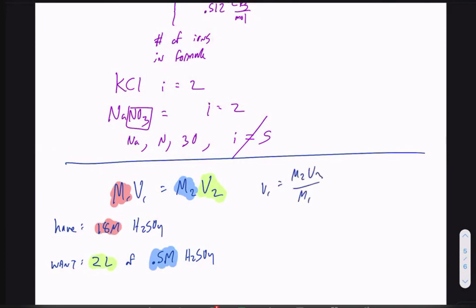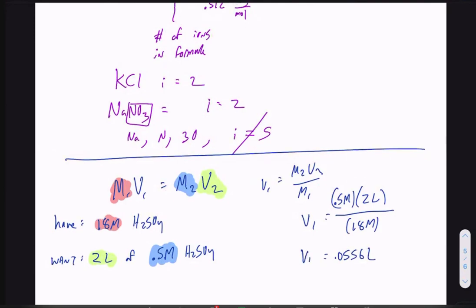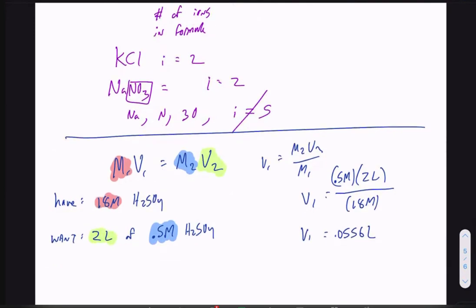So when we plug the numbers in, 0.5 molar, 2 liters, 18 molar. So essentially 1/18. So what we would need to do is measure out 0.0556 liters.